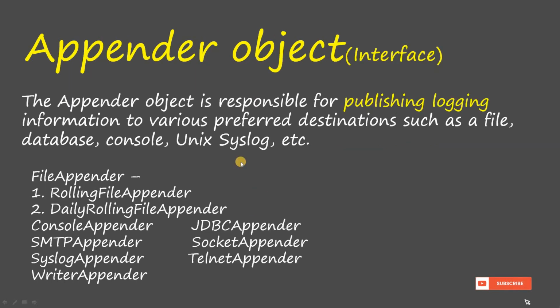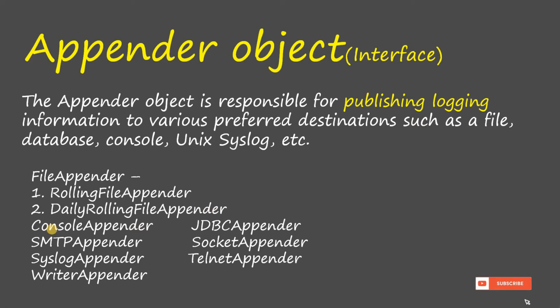Next object is the appender object. The appender object is responsible for publishing logging information to various destinations like file, database, console or syslogs. So you can use appenders to configure the destination where you want to capture the logs. Log4j provides various types of appenders, like file appender. There are two variants of file appender: one is rolling file appender, the second is daily rolling file appender. Then we have console appender.